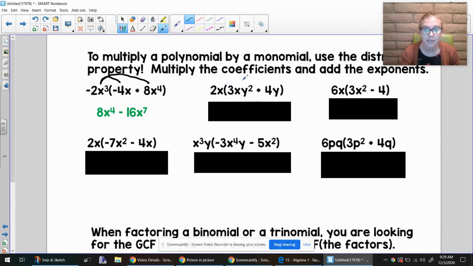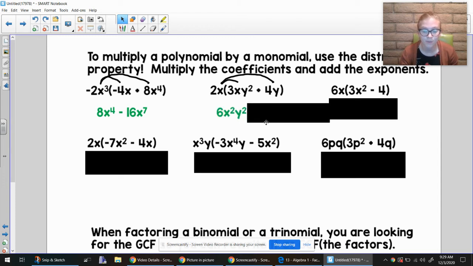Every time we multiply a monomial by a polynomial, all we're going to do is distribute. So here we would have 2x times 3xy squared, which is 6x squared y squared. 2x times 4y is 8xy. Remember, we can only add the exponents when the variables have the same base. And so here we would only combine the x's together.